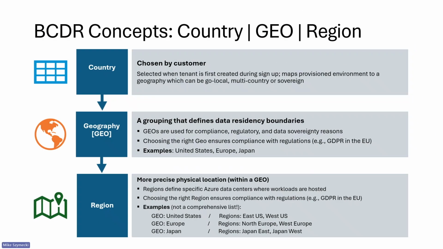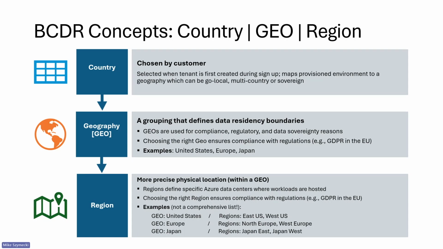When you select the country initially within your tenant, it really sets the stage for everything else. The initial selection is critical because it determines the geographical boundaries and compliance requirements for data residency. Essentially, the country you choose dictates the rules that we need to follow to ensure your data is stored and managed correctly. Next, this country selection filters into what geo or geography is available or assigned.